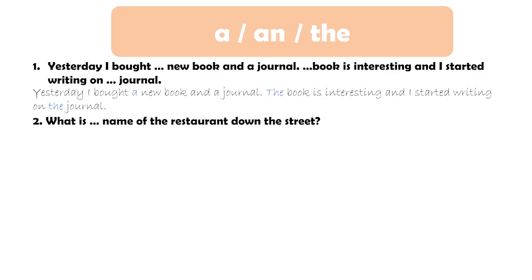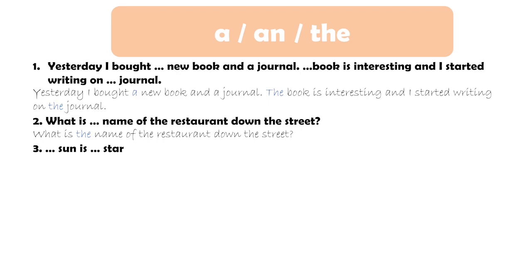Number 2. What is blank name of the restaurant down the street? What is the name of the restaurant down the street? Because we are referring to the specific name of the restaurant that is down the street. We're only talking about the restaurant that is located down the street. Therefore, we have to use the definite article.